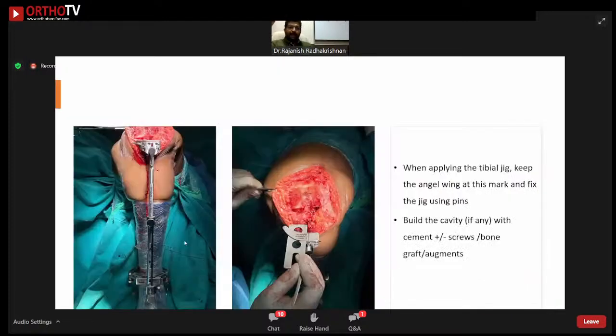You can align the jig then with the angel wing. You keep it there, mark it, and then cut the tibia perpendicular to the mechanical axis in the coronal plane, that is, cut parallel to the ground. If there is any cavity, you can build it up with cement, screws, bone cement or augments.